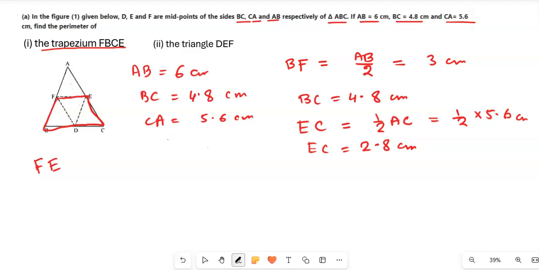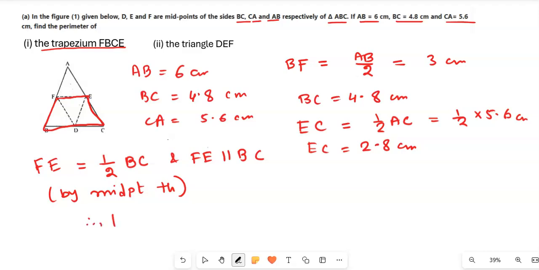So given that F and E are midpoints of the sides AB and AC, therefore by midpoint theorem FE equal to half BC and FE parallel to BC by midpoint theorem. Therefore FE equal to half of BC, that is half of 4.8, that is 2.4 cm.